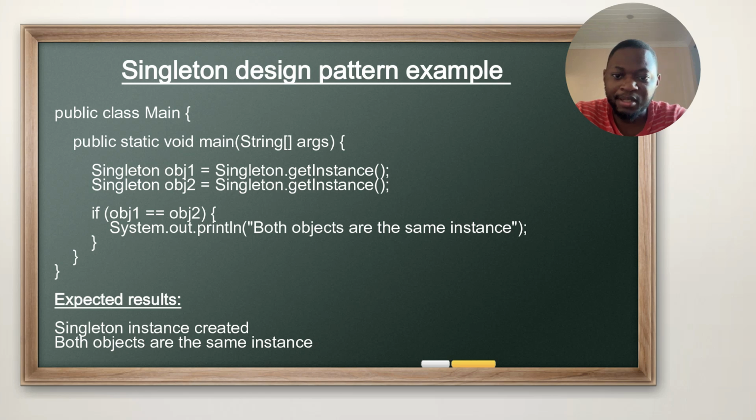So the expected result when we run the main method should be singleton instance created, and then both objects are the same instance printed out. We should have those two results printed out. Next we'll be coding this example, putting it to the test, and I'll be talking you guys through it. And yeah, let's go.